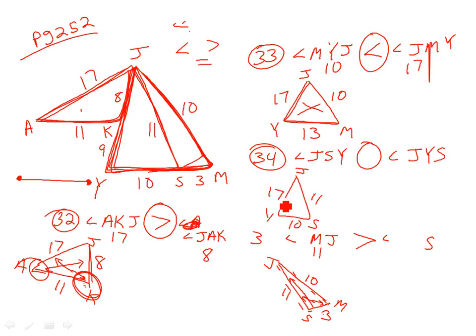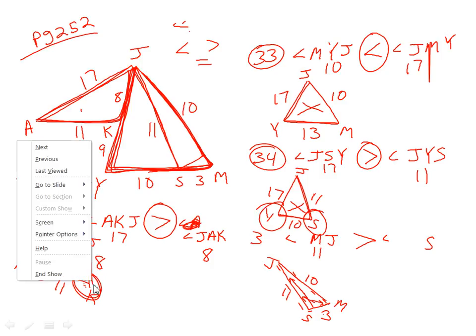Now we want angle JSY. Which side is it across from, Levi? 17. And angle JYS is across from what, Wade? Good. What symbol goes in there? Greater than. So this angle has to be bigger than that angle. The opening of the symbol always goes towards whichever one is the bigger of the two.